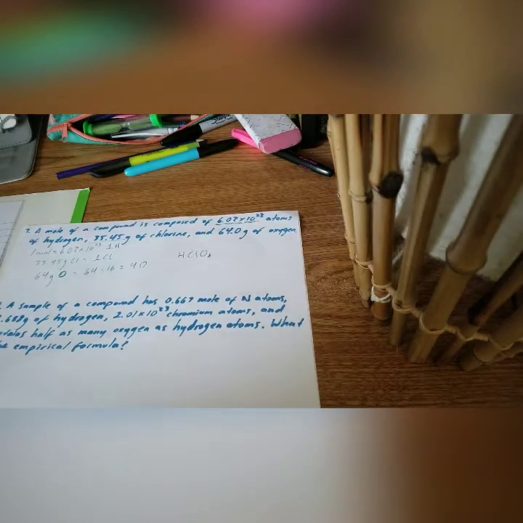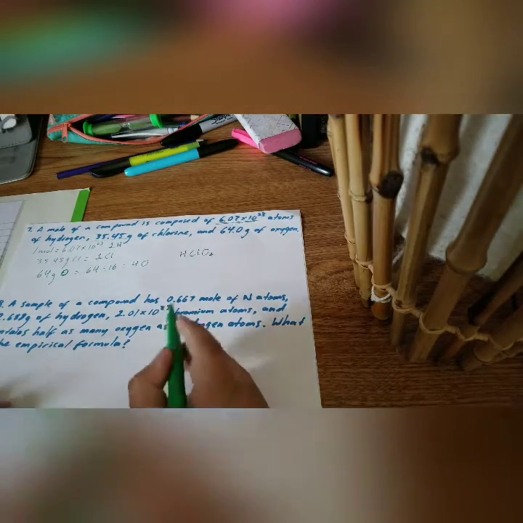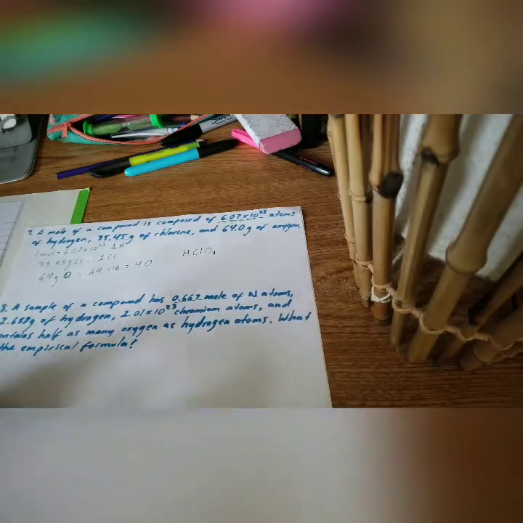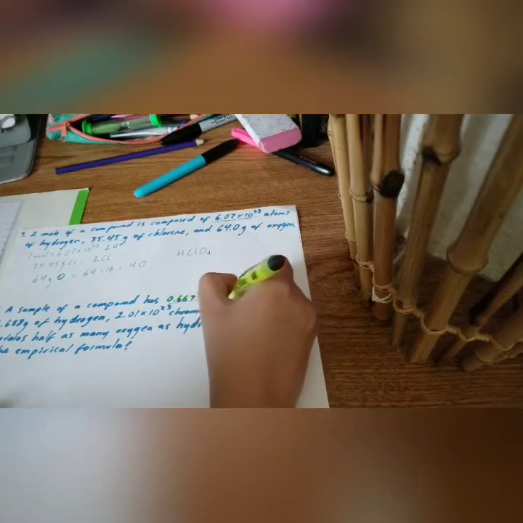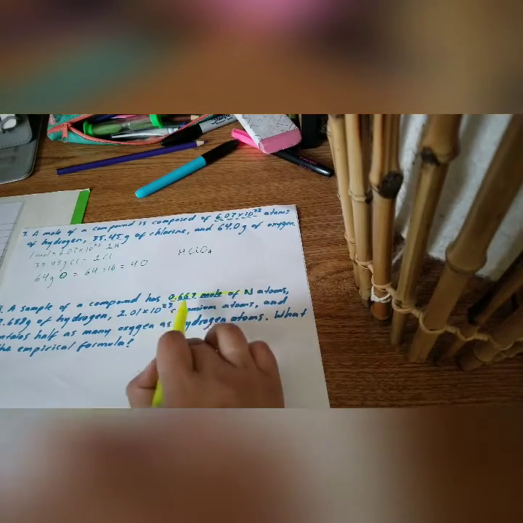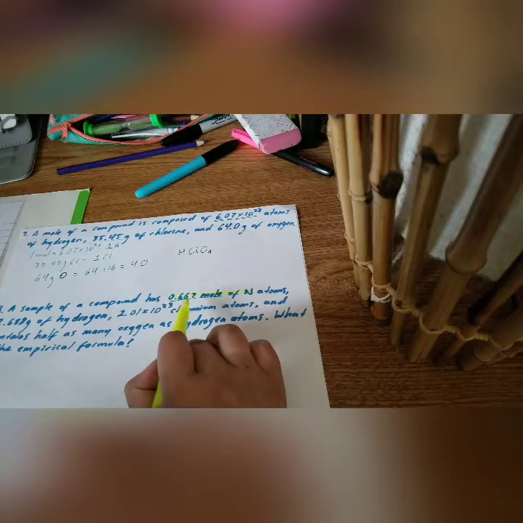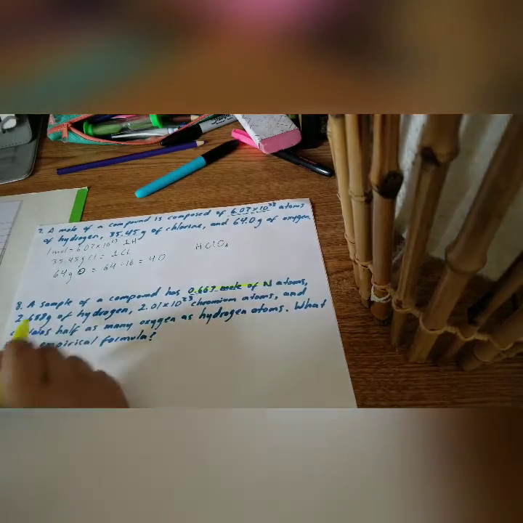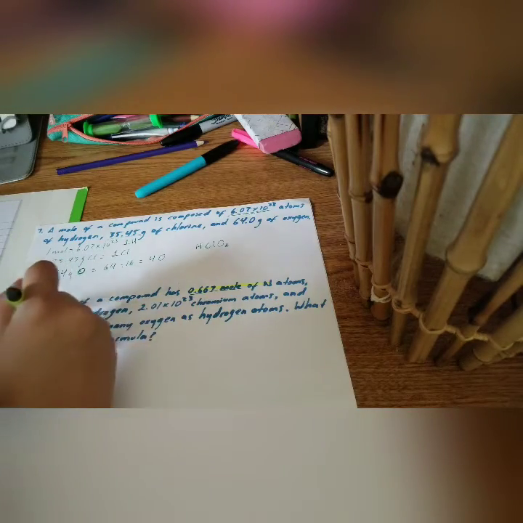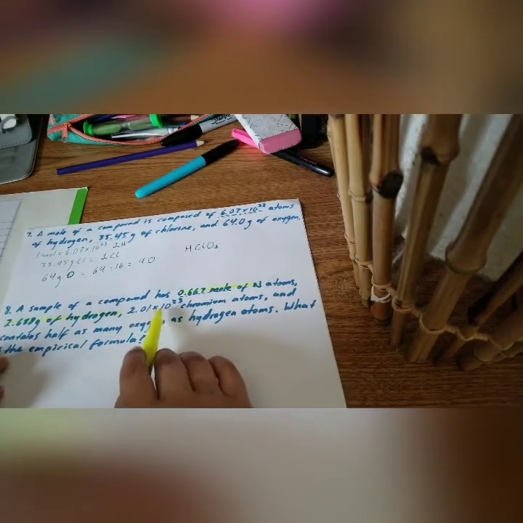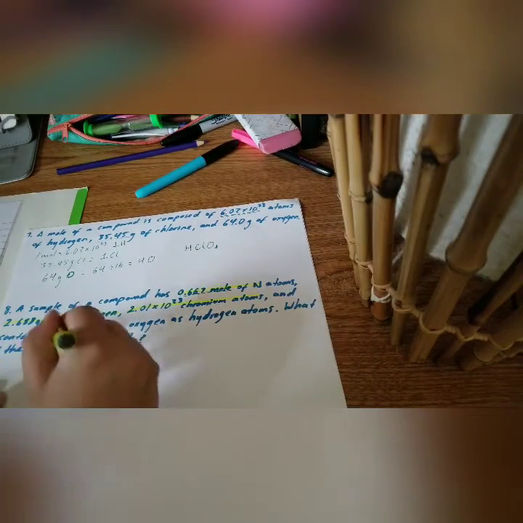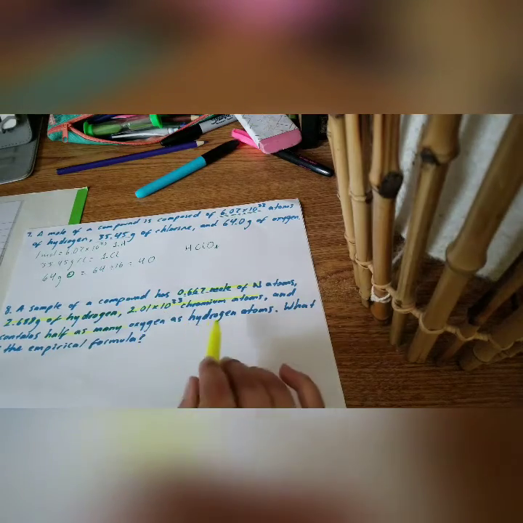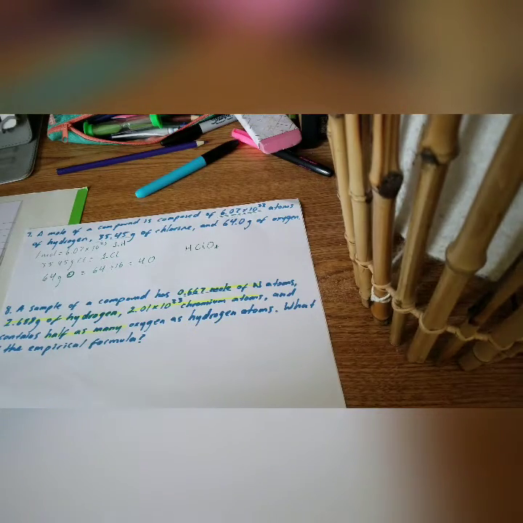Question number 8 says, a sample of a compound has 0.667 moles of nitrogen atoms, 2.688 grams of hydrogen, 2.01 times 10 to the 23rd chromium atoms, and contains half as many oxygen as hydrogen atoms. What is the empirical formula?